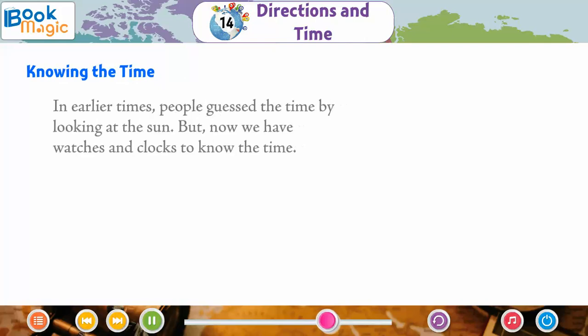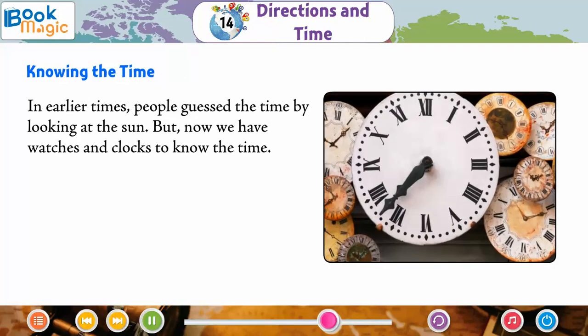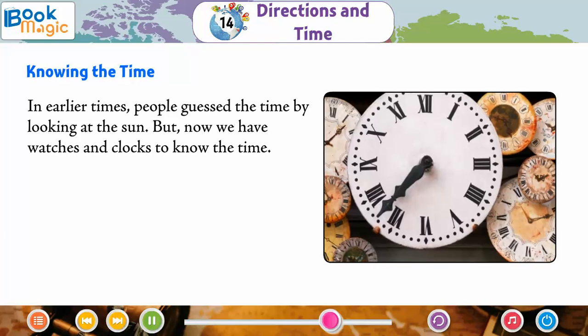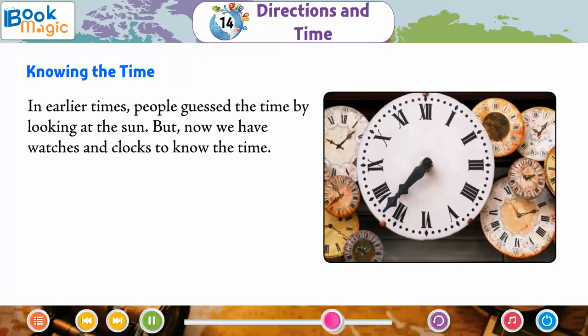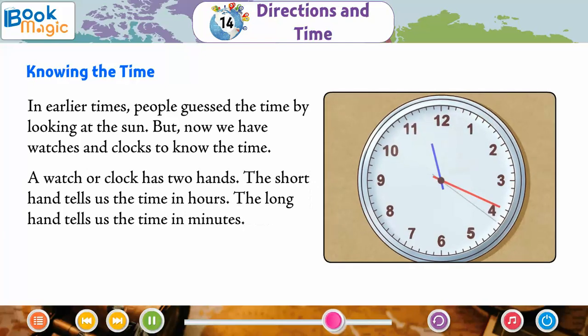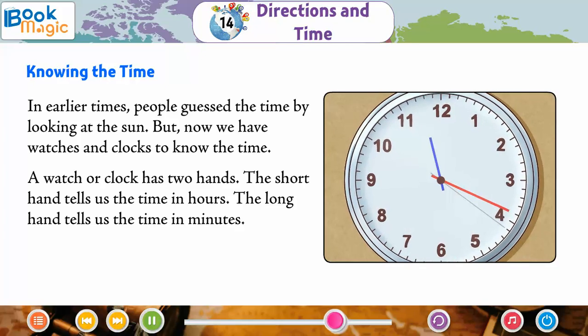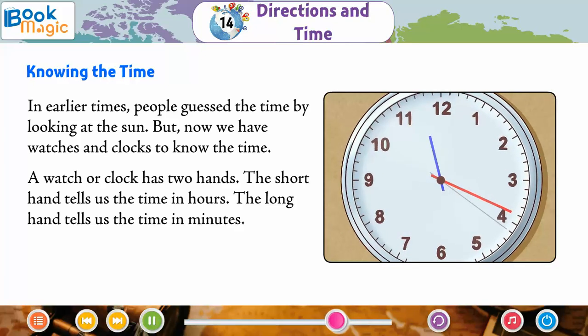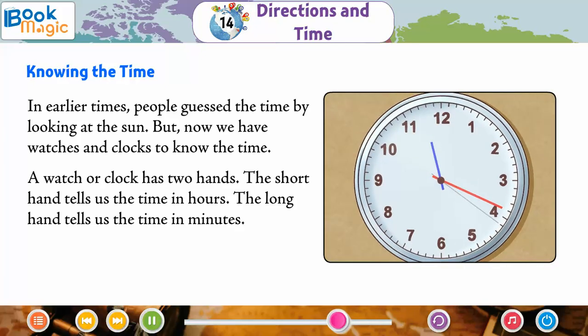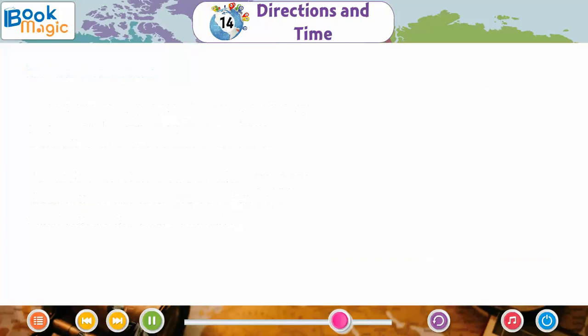Knowing the time. In earlier times, people guessed the time by looking at the sun. But now we have watches and clocks to know the time. A watch or clock has 2 hands. The short hand tells us the time in hours. The long hand tells us the time in minutes.